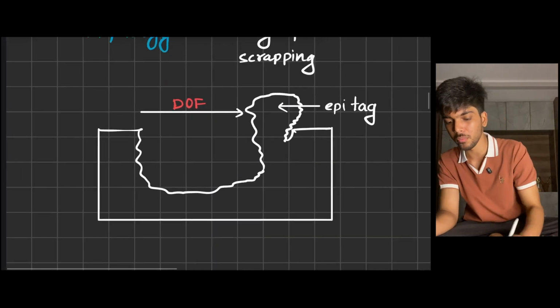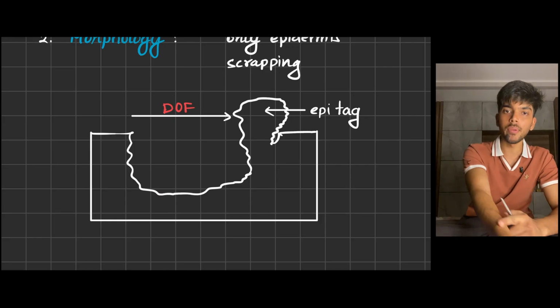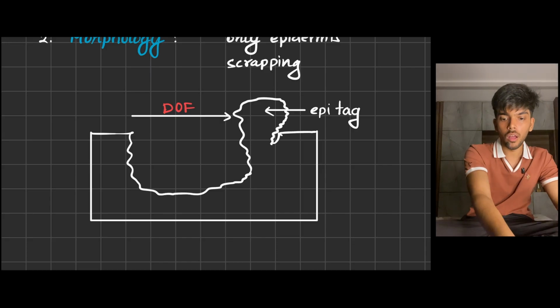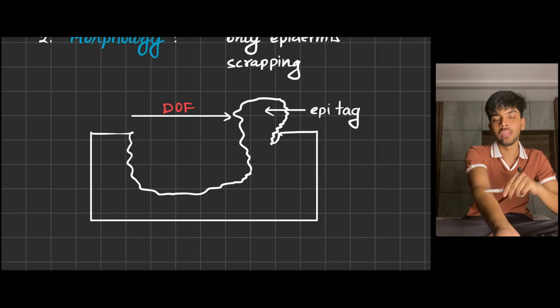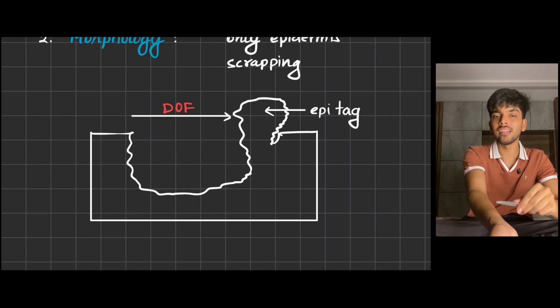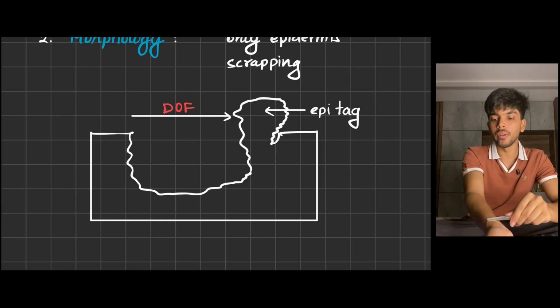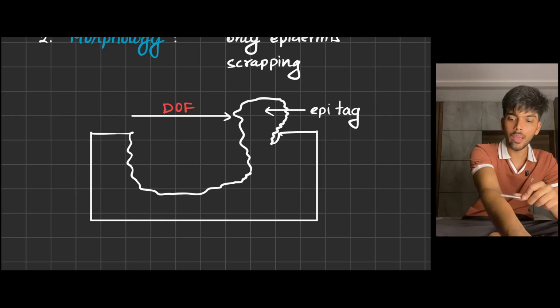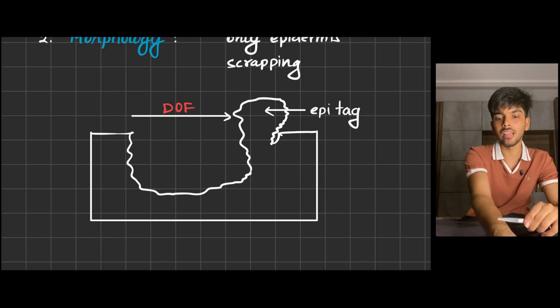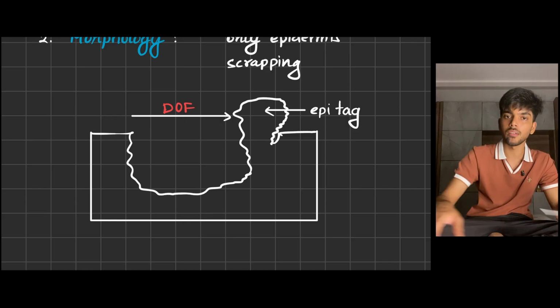See, here's the epithelium over my skin, right? What I'm doing is scraping the epithelium. As the epithelium gets scraped, it gets collected at one end in the form of an epithelial tag. So it is in the direction of the epithelial tag that the abrasion takes place. If the epithelial tag is here and the rest of the abrasion is here, it means the scraping took place in this direction. That is the direction of force.